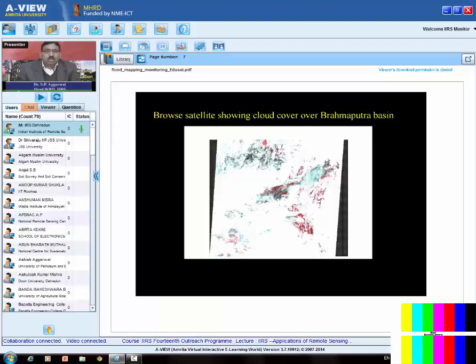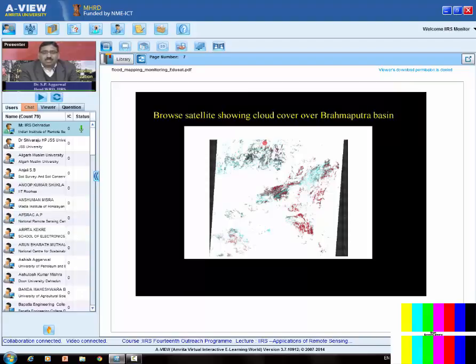Okay, now, why do we have the flood? Because of the heavy rain. And this heavy rain comes from where? It comes from the cloud. So, there is a problem. Whenever there is a flood, we have a lot of cloud. Hence, optical data will not help us.